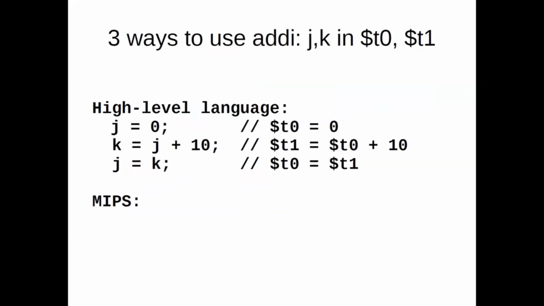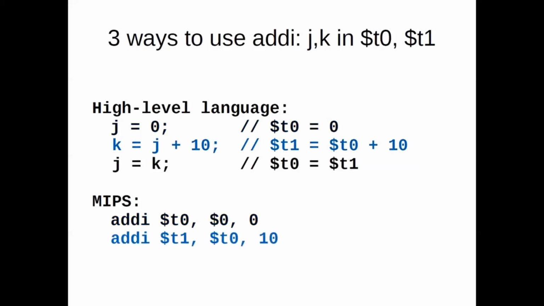j equals 0, initializing the value of j to 0. k equals j plus 10, just an addition of a constant number to a variable, stored in another. And then j equals k, which is the copying of a variable, or copying from one register to another. So the first expression, initialization, is done with an addi of the destination register, $t0, with the $0 register and then the constant number we want to initialize. Here we want to initialize t0 to 0, so we'll addi $0 with 0, which gives us a result of 0.